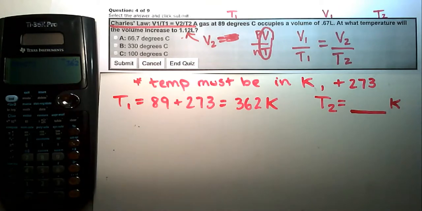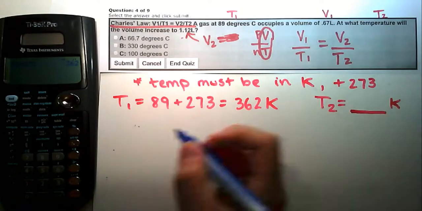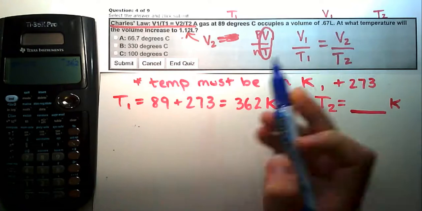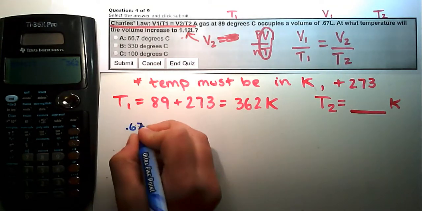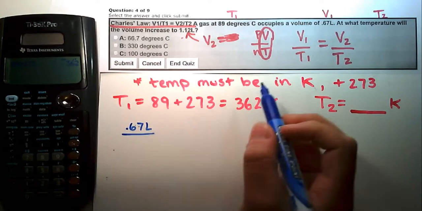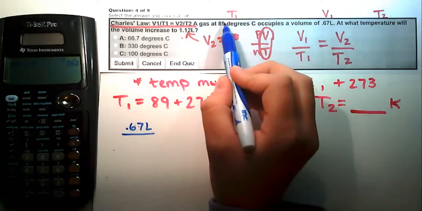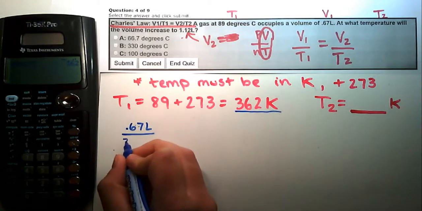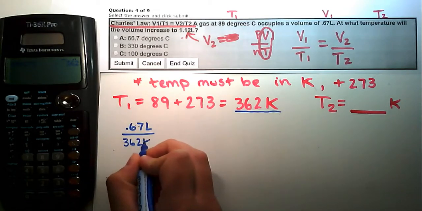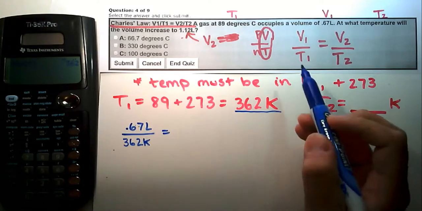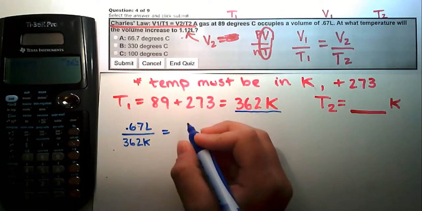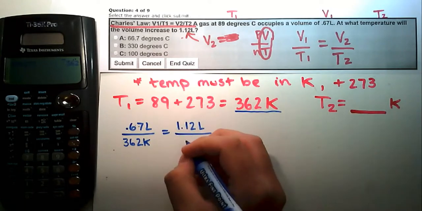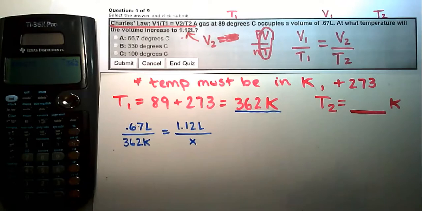All right, so let's look at this problem. V1 over T1. V1 would be 0.67 liters over T1. Our T1 is 89 degrees Celsius, but we knew we needed it in Kelvin, so it's 362 Kelvin, equals V2, which is 1.12 liters, over T2, which we don't know, so we're going to plug in X.